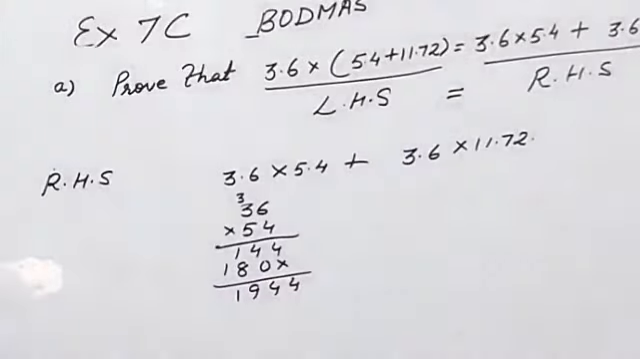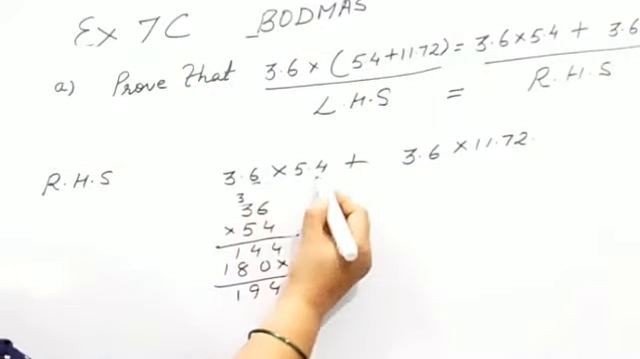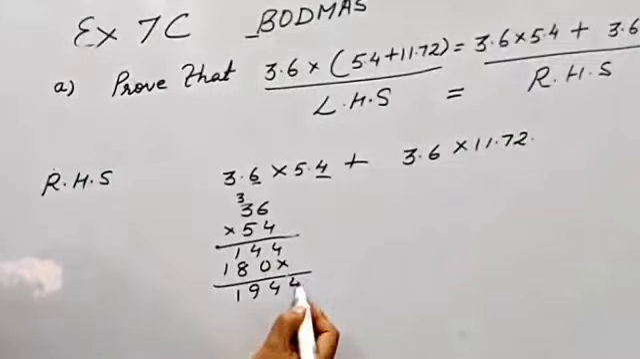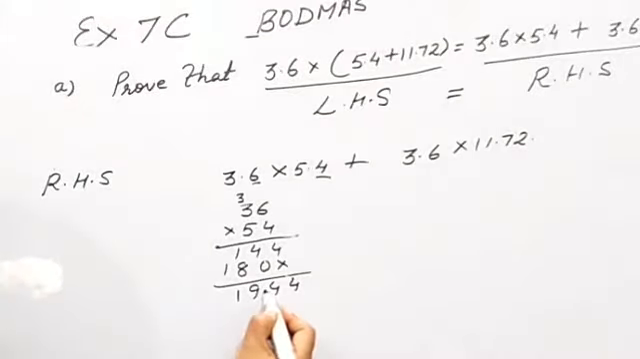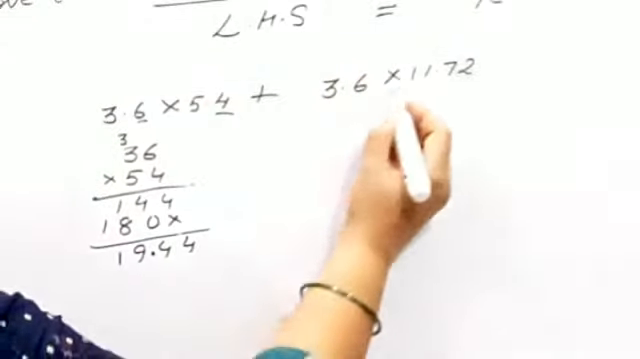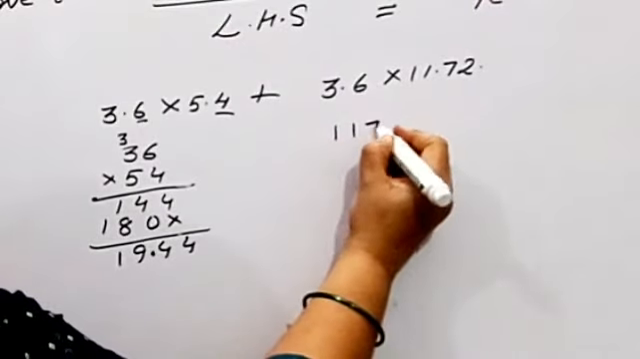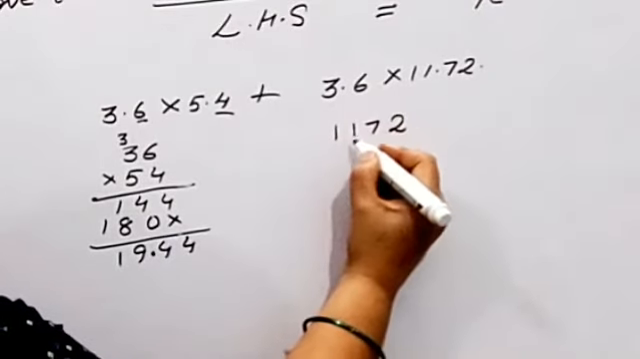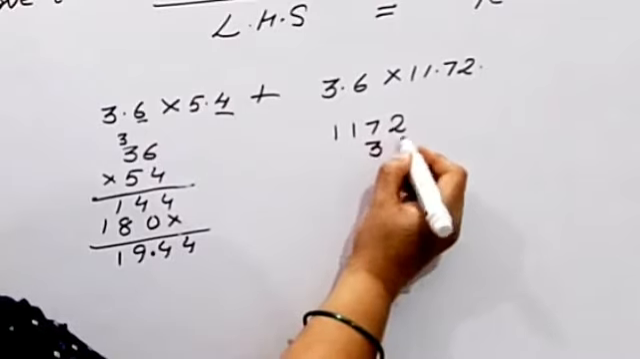Now decide the decimal place of the product. 1 plus 1 means 2 decimal places. So from right, count 2 and put the decimal before 2 digits. Move on to the next multiplication. Bring the whole number, leaving the decimal point there itself. 1172 multiplied by 36.